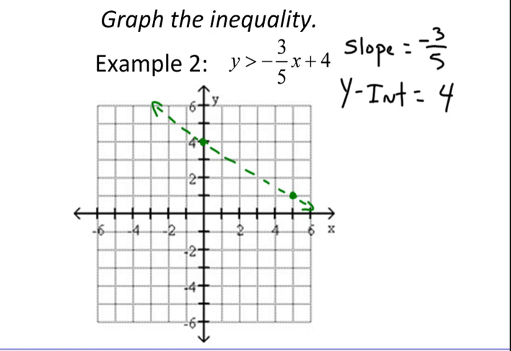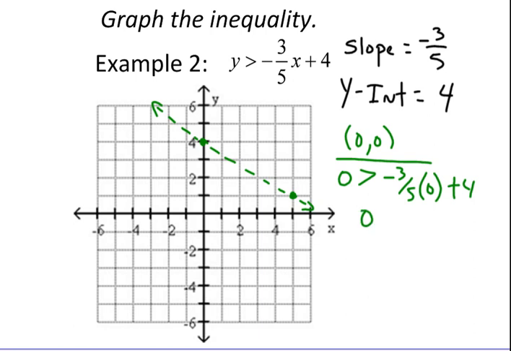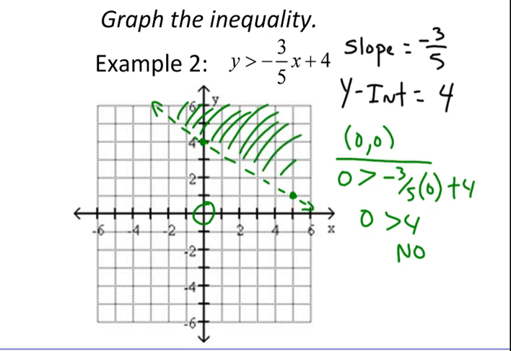Last step is use the test point. I'm going to use test point 0, 0. So is 0 greater than negative 3/5 times 0 plus 4, 0 greater than 4? No. Again, here's our test point. This is no, so we're going to shade the opposite half plane. You don't have to color it all the way in, but just make sure that we can see what you're talking about.